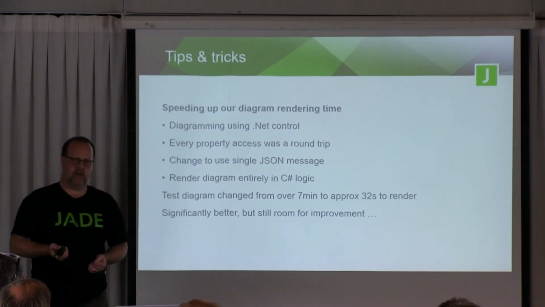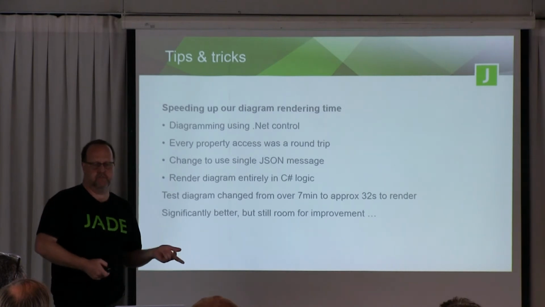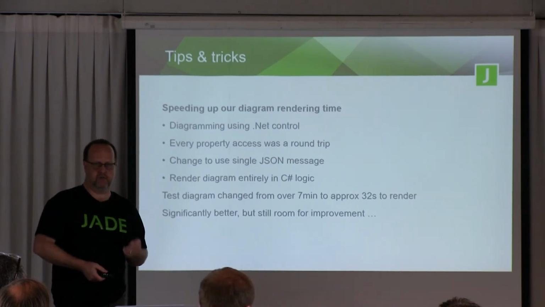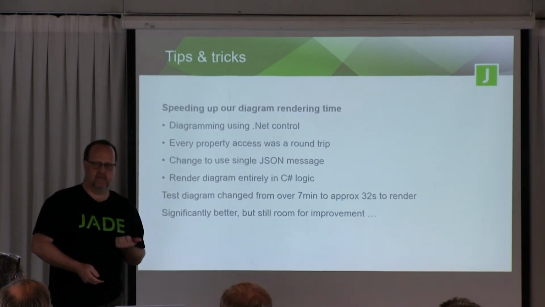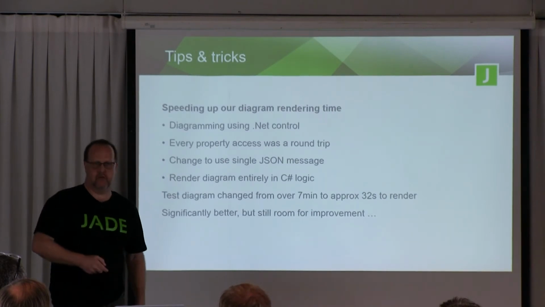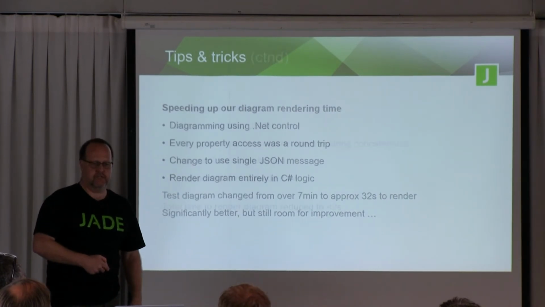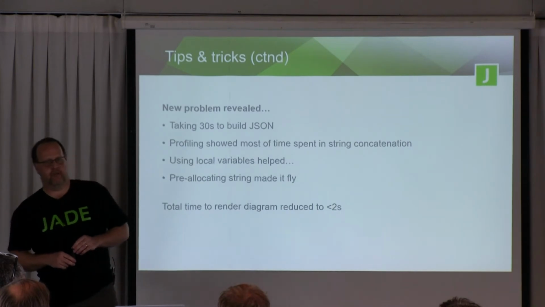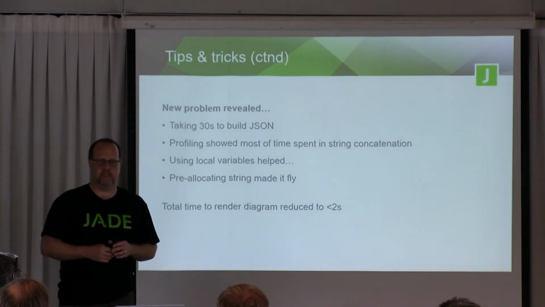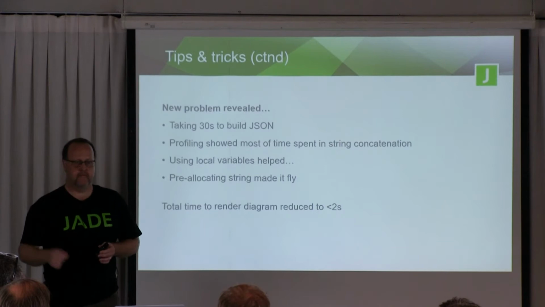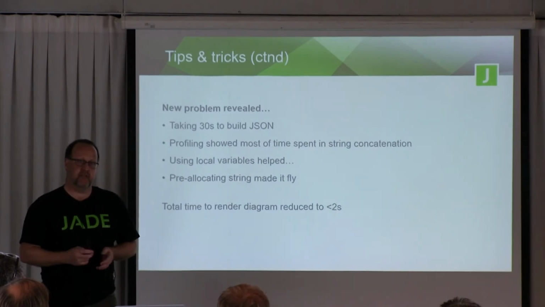And our test diagram, by making that change, had gone from 7 minutes to 32 seconds, which was quite a big improvement, but it still wasn't at the sort of level that we wanted. So we did some profiling, and we found that of that 32 seconds, it was taking 30 seconds to build the JSON string in the Jade code. And the profiling showed that most of that time was spent doing string concatenation.